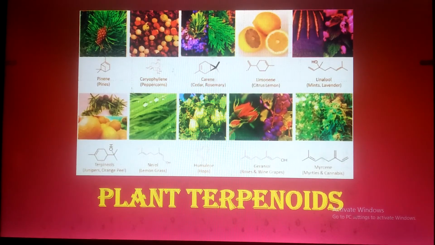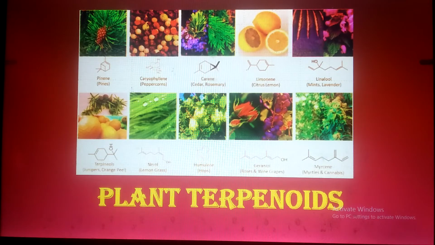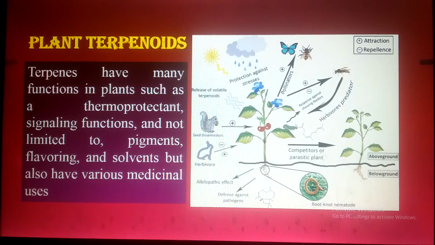Now, what are the plant terpenoids? Plant terpenes have many functions in plants, such as they act as a thermoprotectant. Must keep it in your mind. Terpenoids in plants act as a thermoprotectant. As I have discussed, carotenoids, which are the most important terpenoids, capture the sunlight and transfer it to the chlorophyll for photosynthesis. So they act as a protectant to the plant. So they are thermoprotectant.